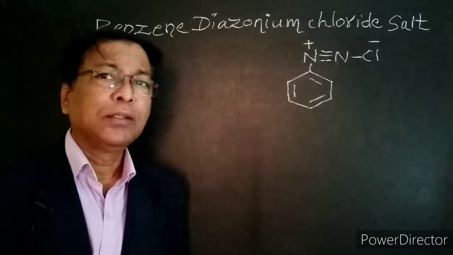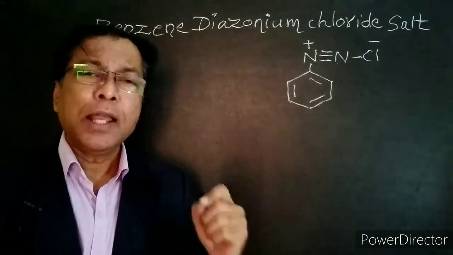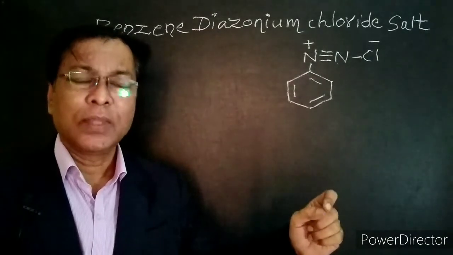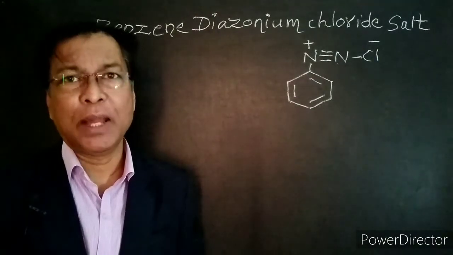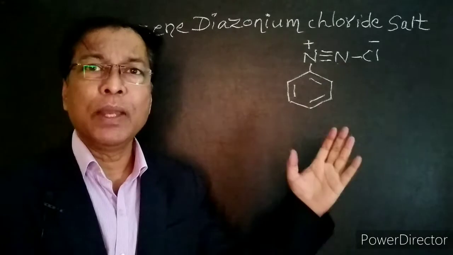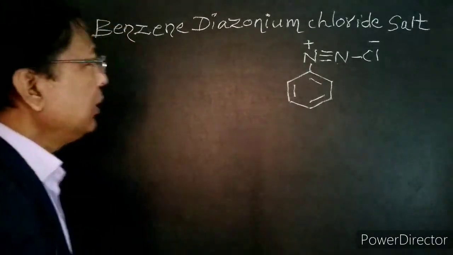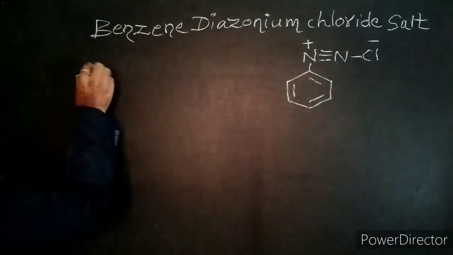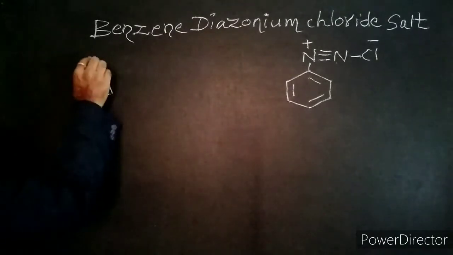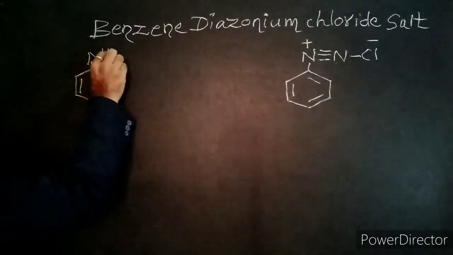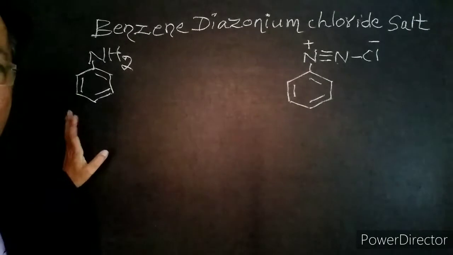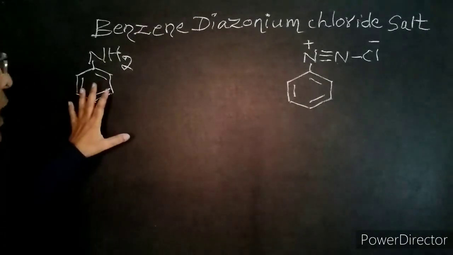When primary aryl amines react with nitrous acid at 0 to 5 degrees Celsius, we get benzene diazonium chloride salt. I repeat the statement. When primary aryl amines react with nitrous acid at 0 to 5 degrees Celsius, we get benzene diazonium chloride salt. I will take the primary aryl amine, aniline, that is benzene with an NH2 group. It is called aniline, and this aniline is an example of a primary aryl amine.